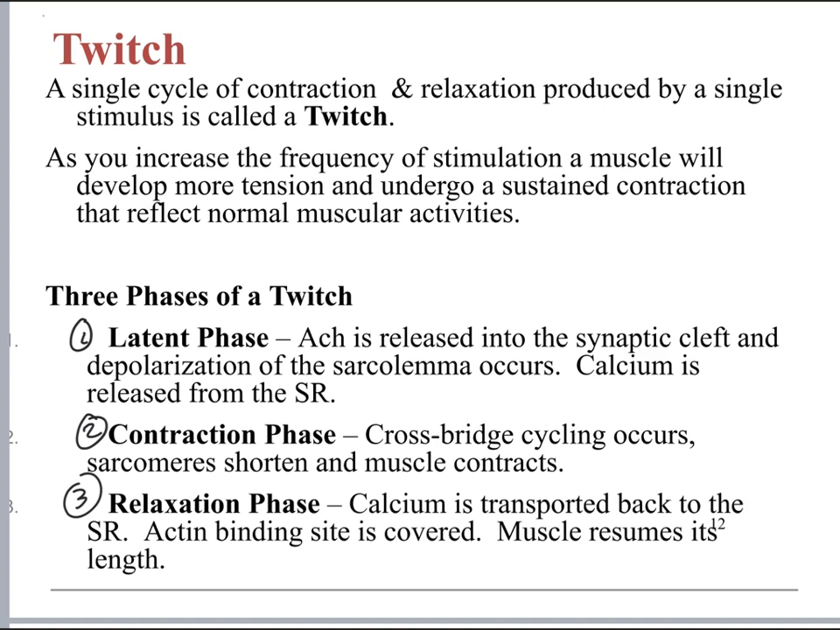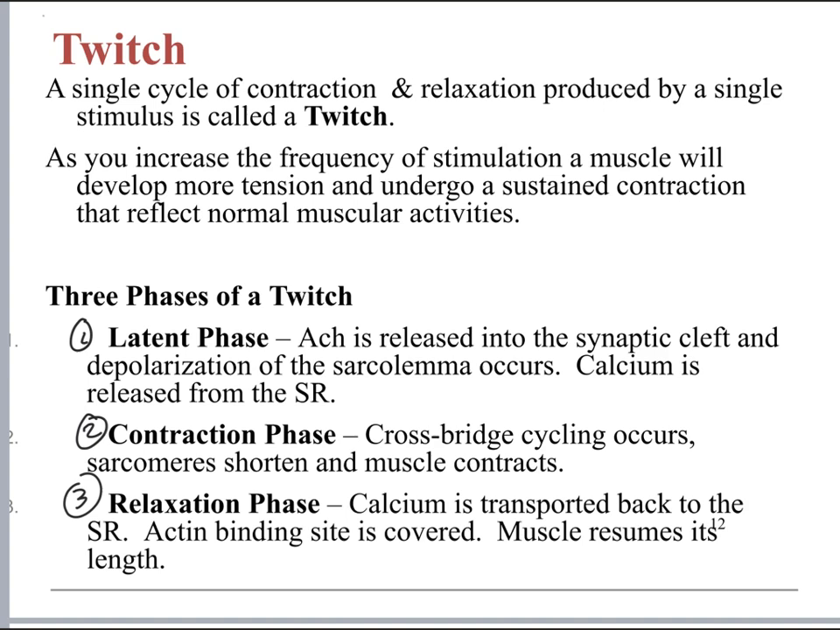And this is going to lead to, so remember, calcium equals contraction, our contraction phase. What's happening? Sliding filament theory. Cross-bridge cycling occurs. The sarcomeres shorten and muscles contract. Now, remember at the end of that sliding filament theory, we undo it.